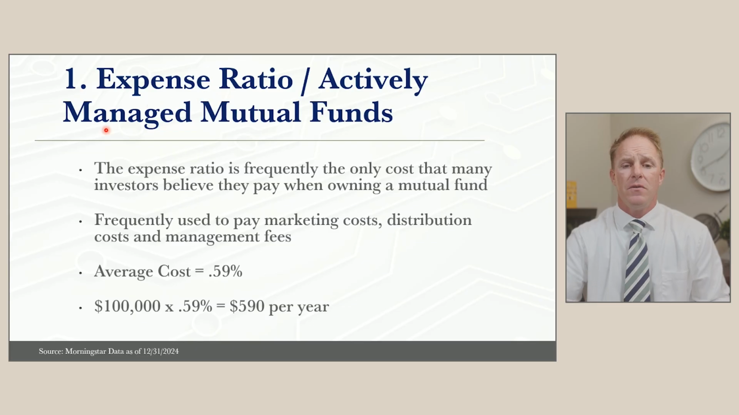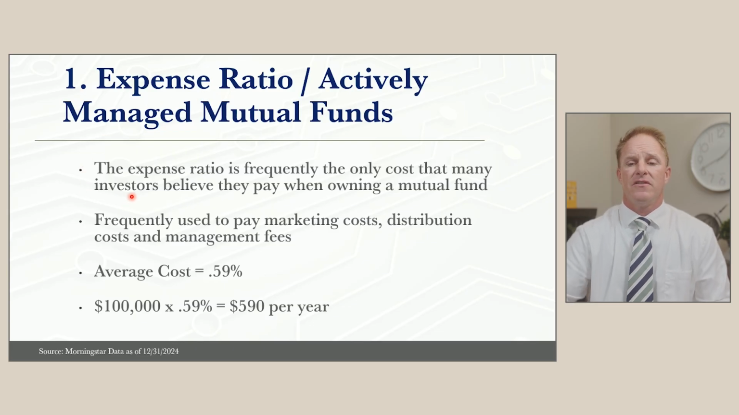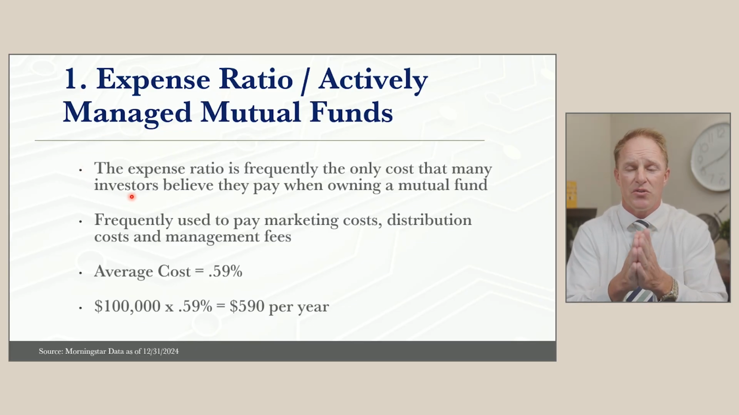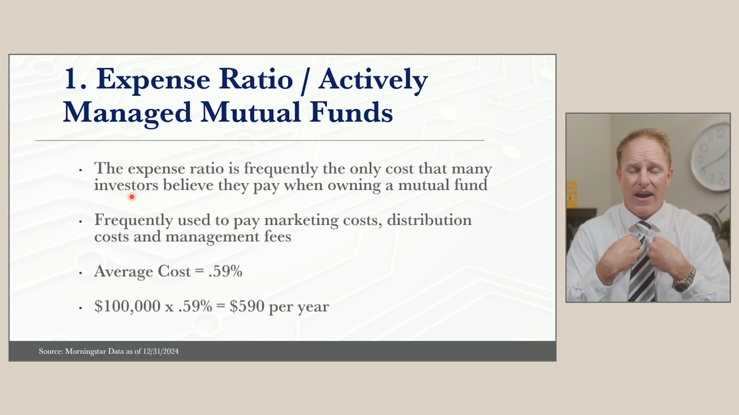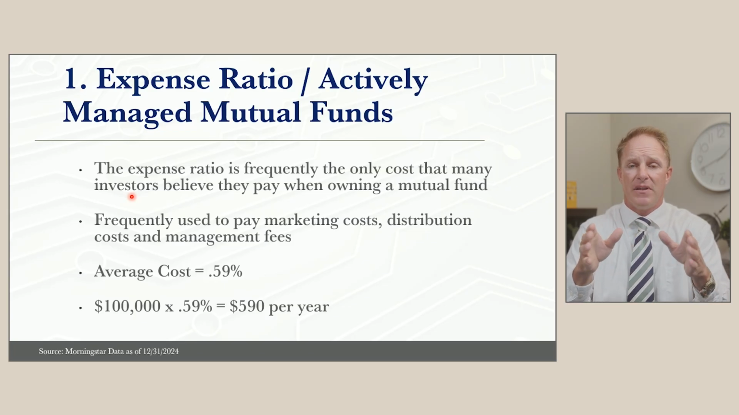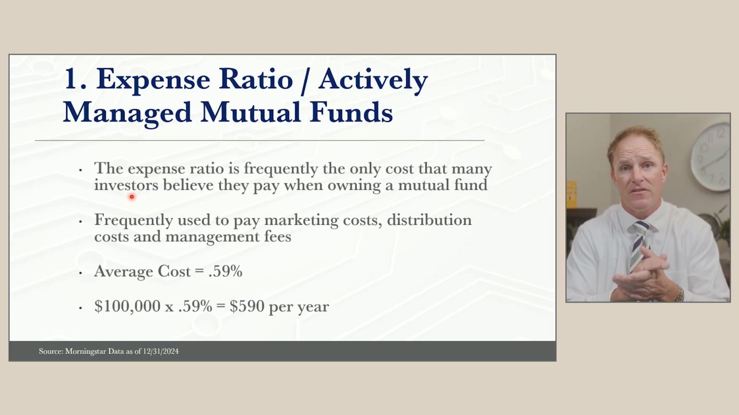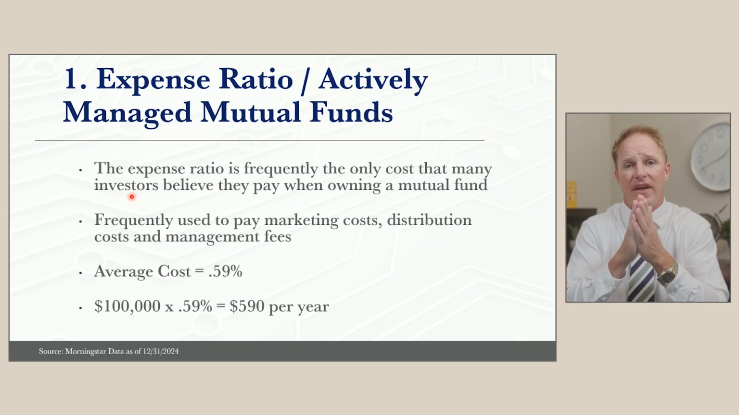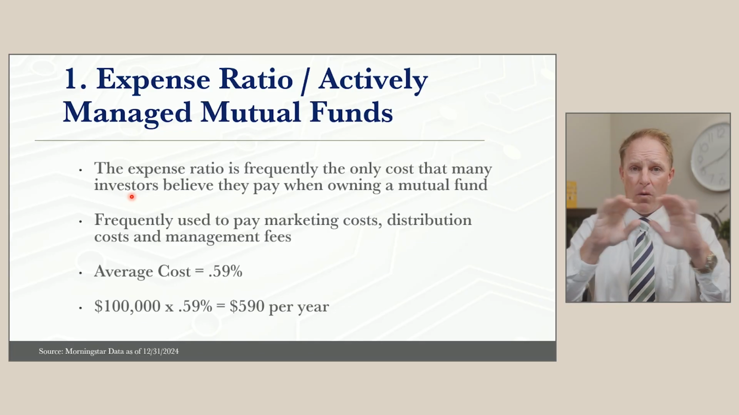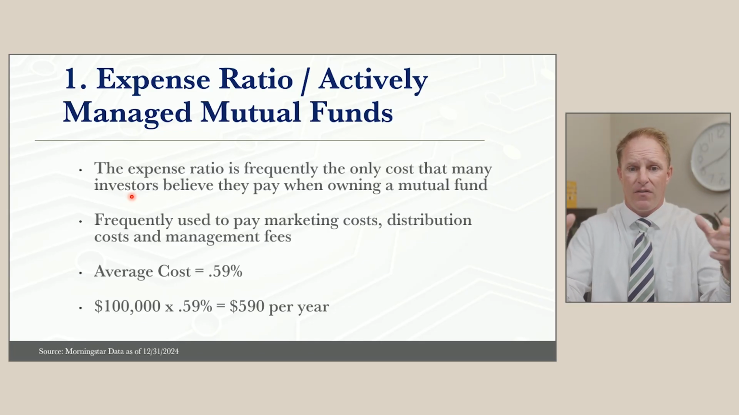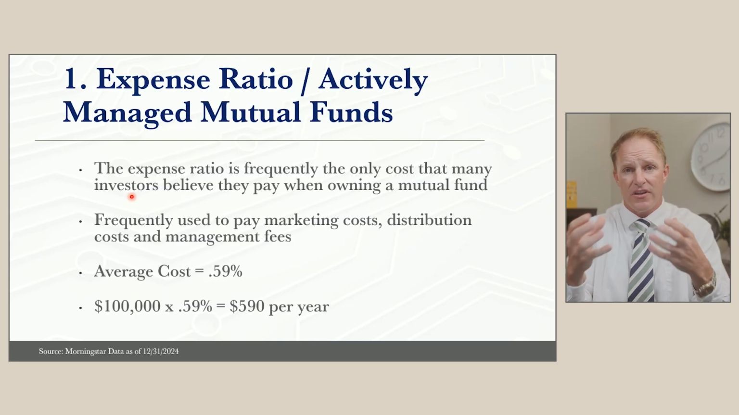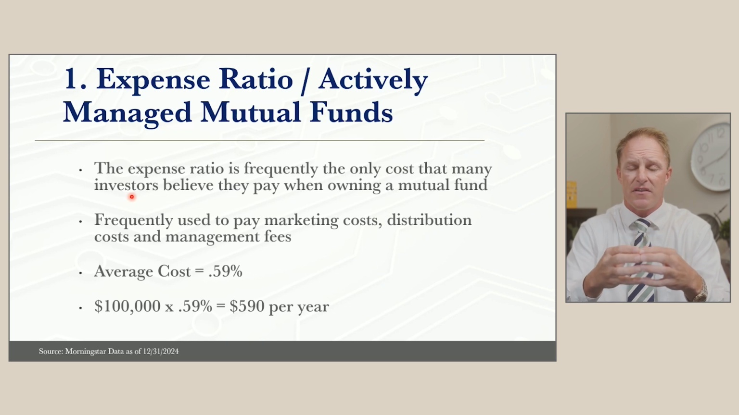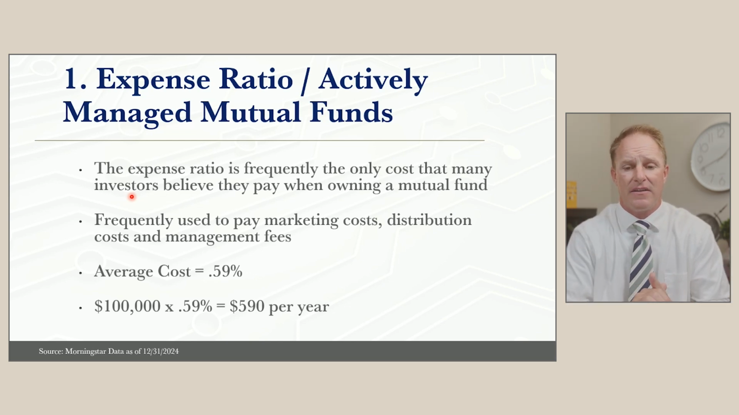Now, if you look at the expense ratio associated with actively managed mutual funds, what I believe happens is most people believe, and by most people, I would say close to 99% of the people that I meet with think that the only cost that they have to pay for owning a mutual fund is something called the expense ratio. Now, the expense ratio is usually converted into a percentage, and you can find the expense ratio in those little booklets they give you called prospectuses.